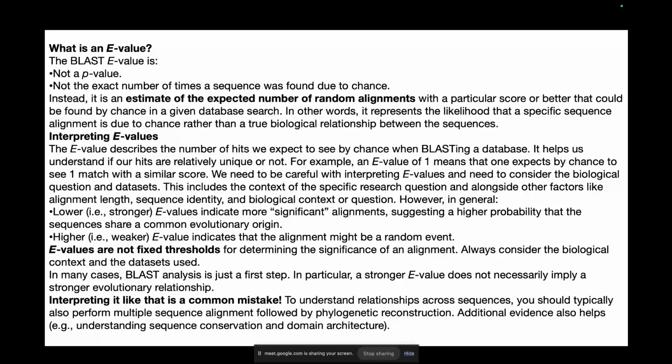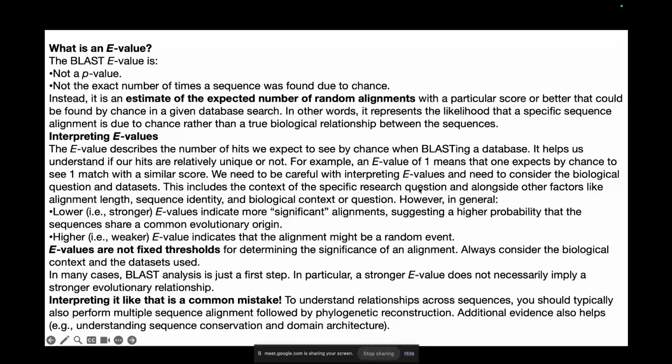That is, is there a possibility that by chance this sequence can be aligned to 5 other different sequences as well? That is what the E value will tell you. The E value describes the number of hits we expect to see by chance when blasting a database. It helps us understand if our hits are relatively unique or not. So is your hit found in only one organism, or are there other possible alignments with 10 other organisms, or proteins, or different genes, or whatever you are trying to align?